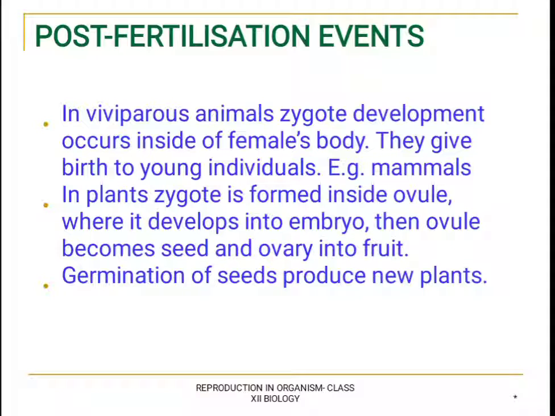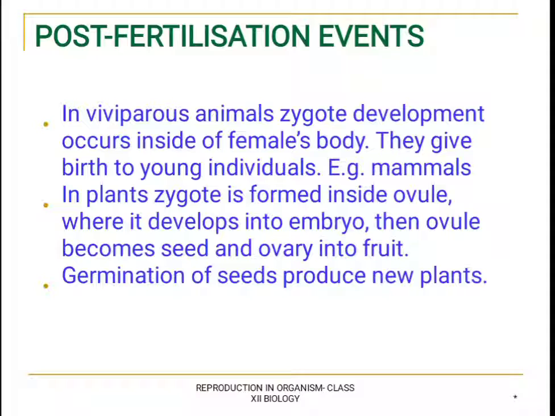Based on whether the development of the zygote takes place outside or inside the body of the female parent, animals are divided into two categories, that is oviparous and viviparous. The animals in which development of zygote takes place outside the female parent are called oviparous. They lay fertilized eggs covered with hard calcareous shell in a safe place in the environment. Example, reptiles, birds. After a period of incubation, the young ones hatch out from the egg.